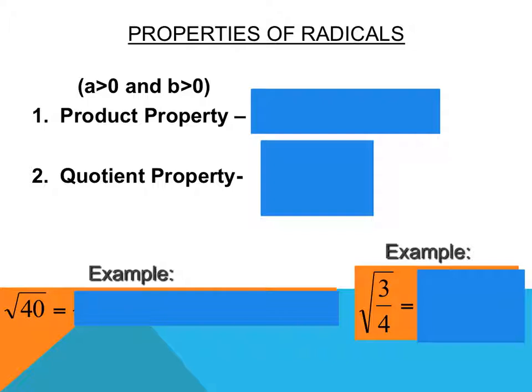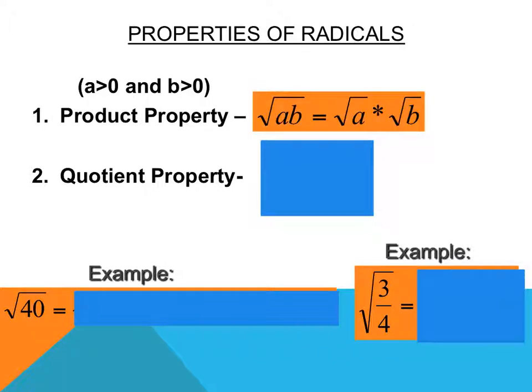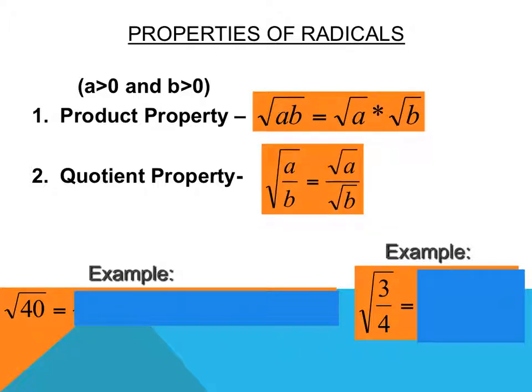The product property is anytime you have numbers inside a square root bar being multiplied together, you can break it apart into two other values. The quotient property states that if you are dividing two different numbers, or you have a fraction in a radical bar, you're allowed to separate that fraction and put your radical with the numerator and the denominator.